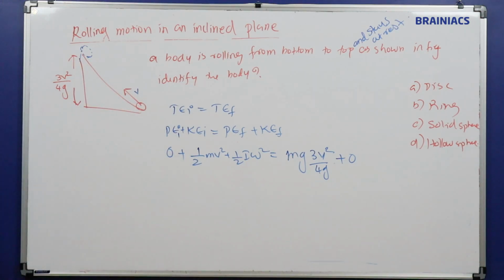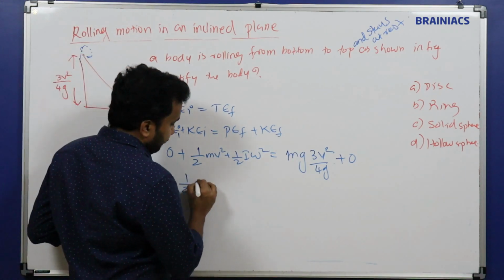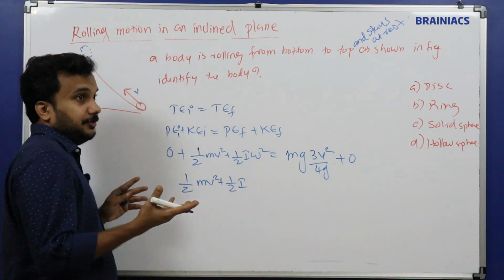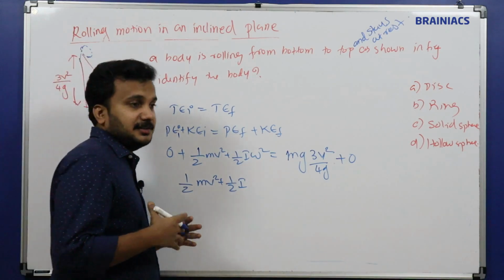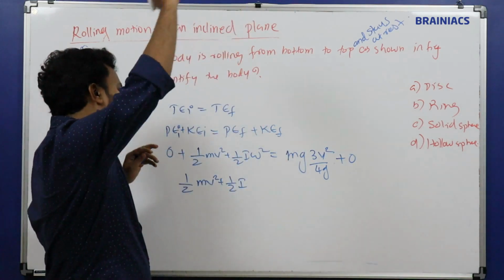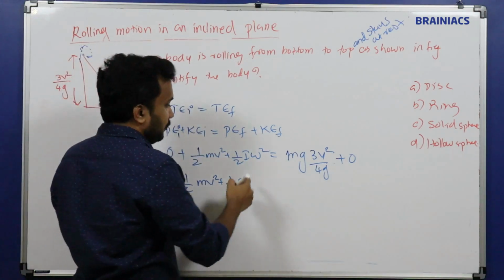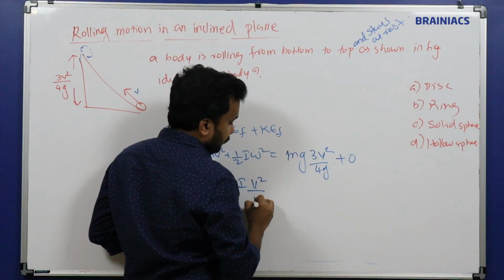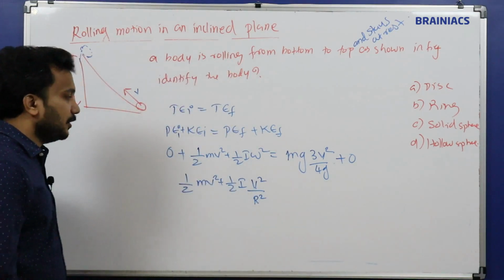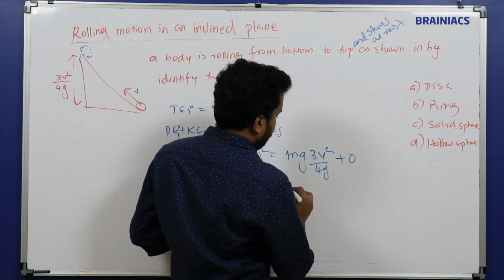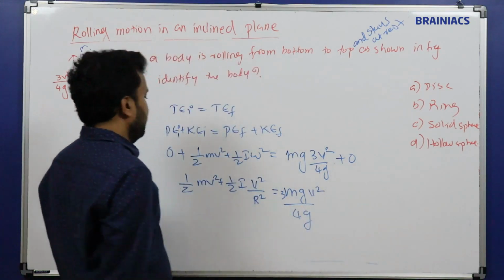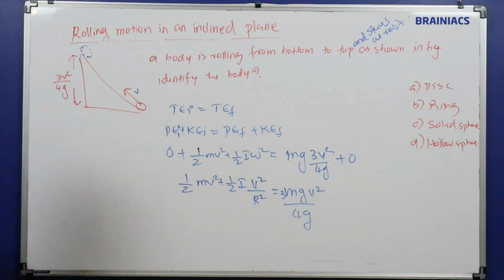Okay, so half mv square, which is the kinetic energy, will be here, plus half I omega square. So we have half into mv square plus half into I; we have to find the moment of inertia value. Based on that we can say whether it is a disc, ring, solid sphere or hollow sphere. Since v equals r omega, omega square is equal to v square by r square. This equals 3mg v square by 4g. We simplify this.